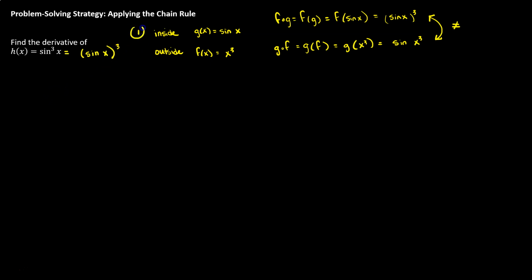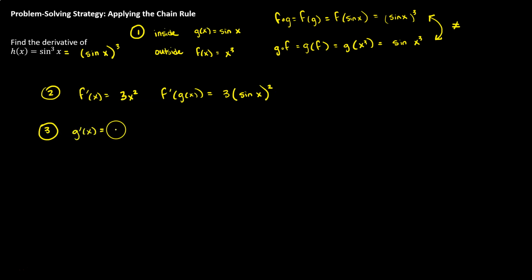So step 1, we identified our inside and outside functions. Step 2, we're going to take the derivative of our outside, which is going to look like 3x squared. Then we're going to plug g of x into that so that we have 3 times sine x squared. Moving on to step 3, we'll take the derivative of the inside function. Derivative of sine x is cosine x. And then step 4, we're going to multiply the results from step 2 and step 3.